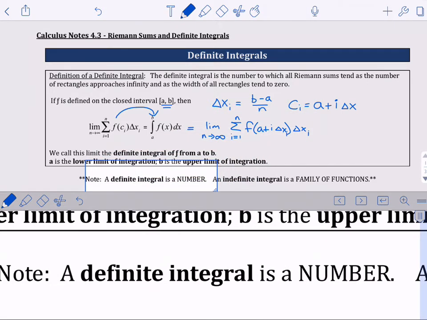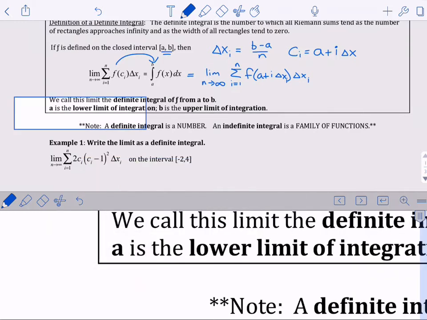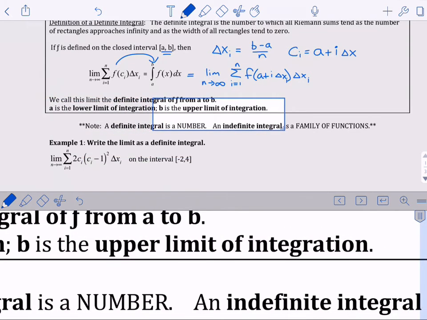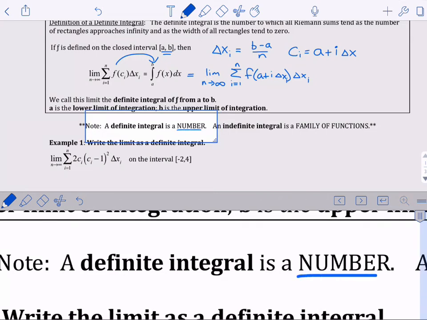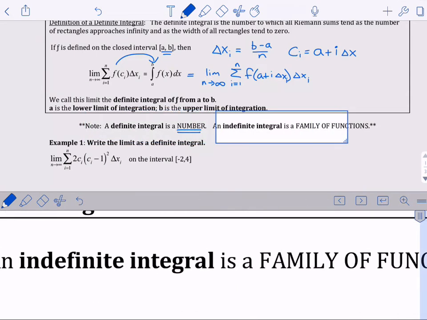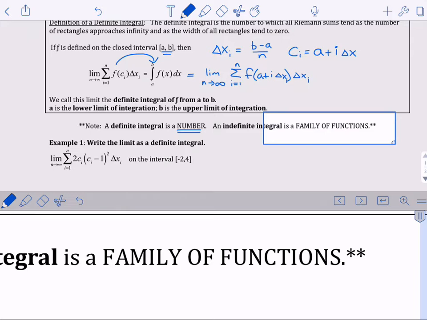All right, so we call a the lower limit of integration and b the upper limit of integration. So when we find a definite integral, we are going to get a number. When you were finding indefinite integrals, you were getting a family of functions, and that was with the result of the plus c.